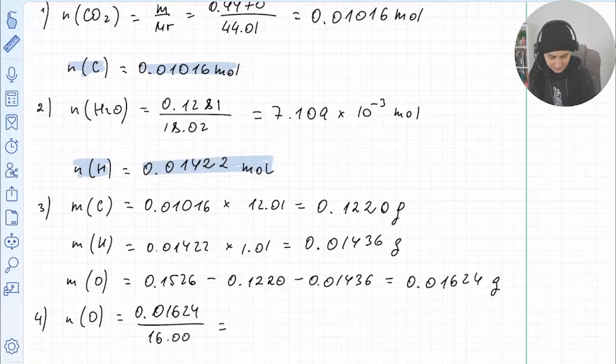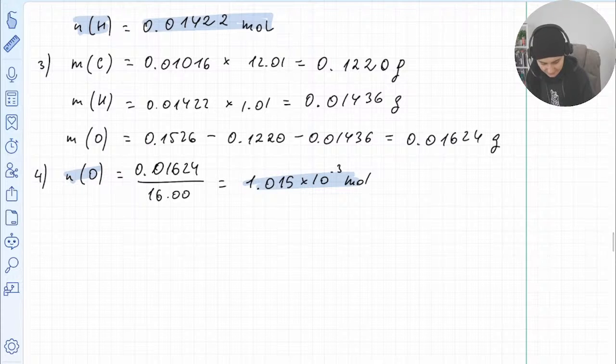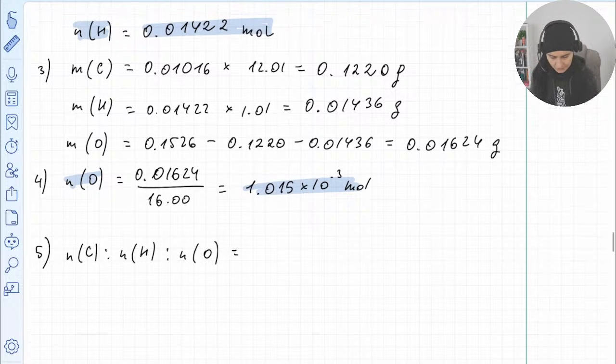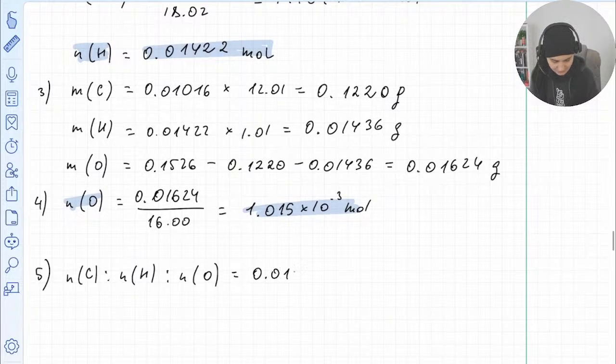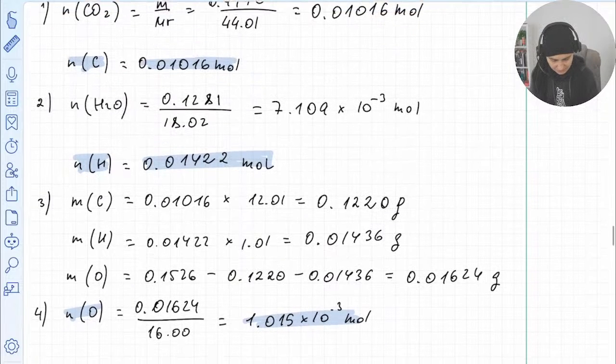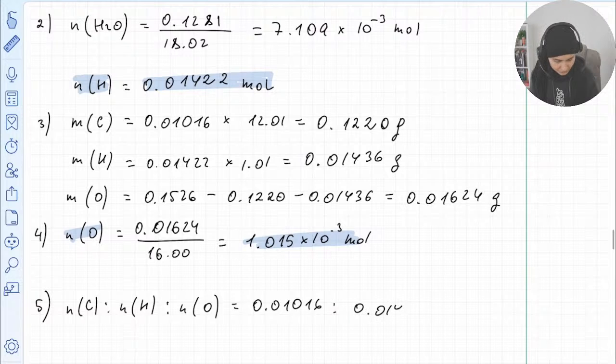Over 16, that is 1.015 times 10 to the negative 3 moles. And that's the last number that I need for the ratio. Then let's take the ratio: moles of carbon to moles of hydrogen to moles of oxygen, so it would be 0.01016 to 0.01422. So now I'm using my highlighted colors.